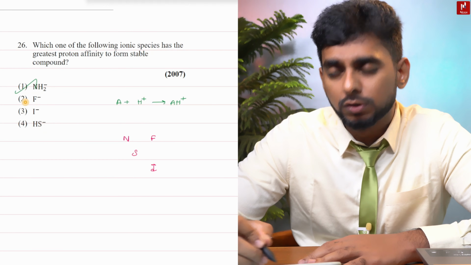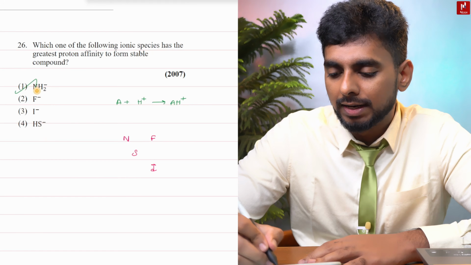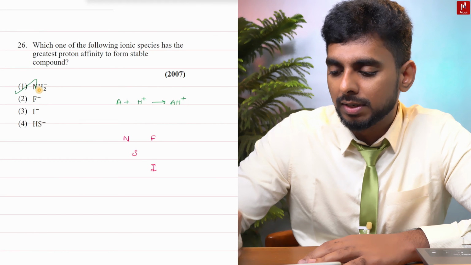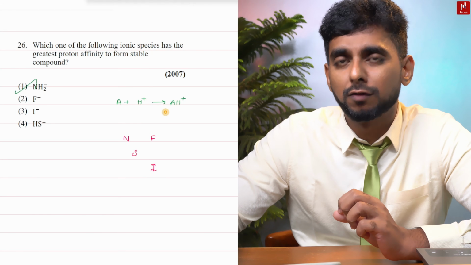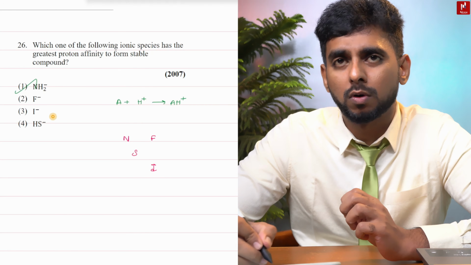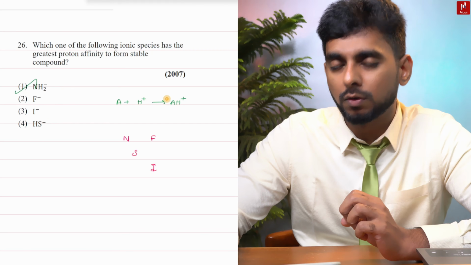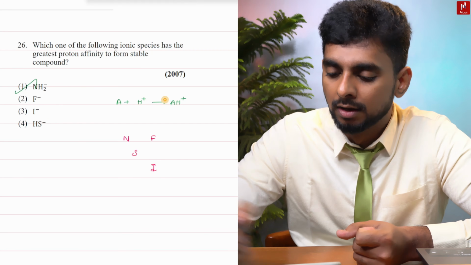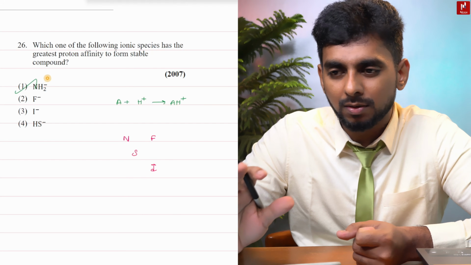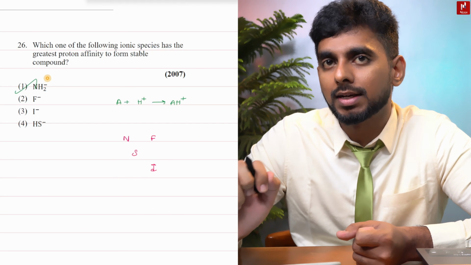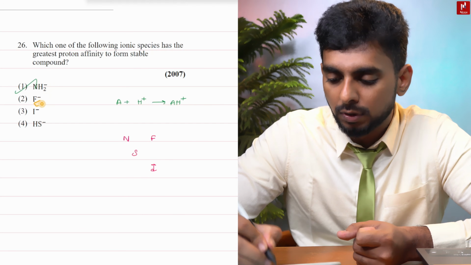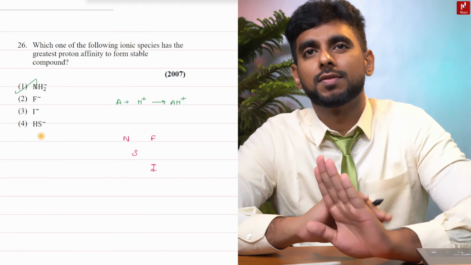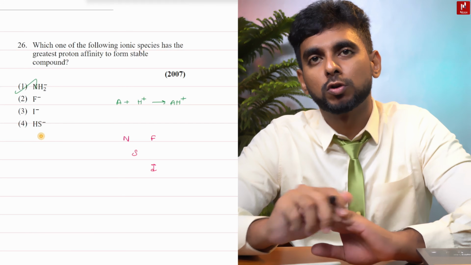Comparing all those four options, you have NH2 minus, F minus, I minus, HS minus. So what is that going to form? NH2 minus is going to attract the H plus ion and form NH3. All these compounds or elements are going to get into the neutral state. So which one will readily get into the neutral state? That has the greatest proton affinity, right? So NH2 minus will comparatively easily attract the H plus ion when compared to fluorine, iodine, and HS minus, right? That's the understanding that you need to know. You shouldn't have any doubt on this question. Let's move on to the next question.